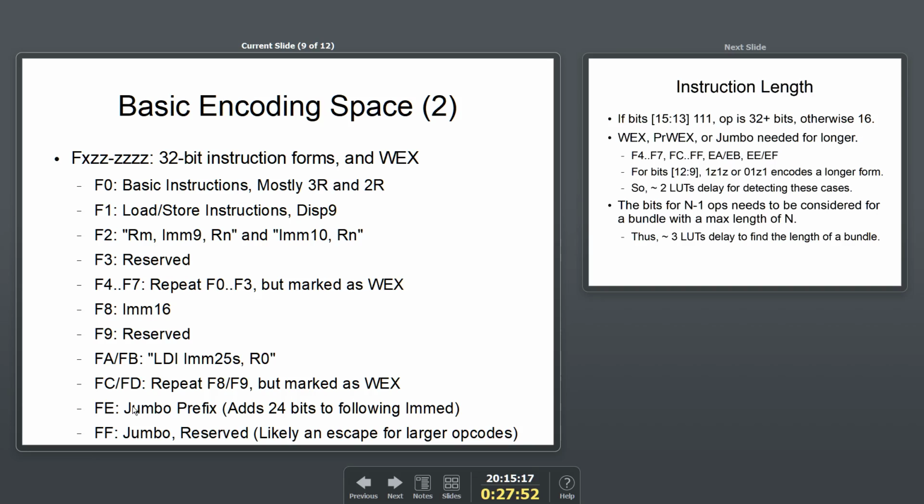But yeah, so it adds 24 bits to the following immediate. Then FF is also reserved for jumbo, but it's not actually used yet. Instead of adding to the immediate, this one might actually be used as an add more opcodes feature, possibly adding instructions that are something other than just the same instruction but with more immediate bits.